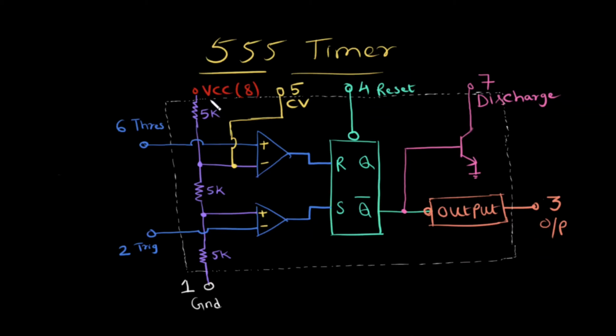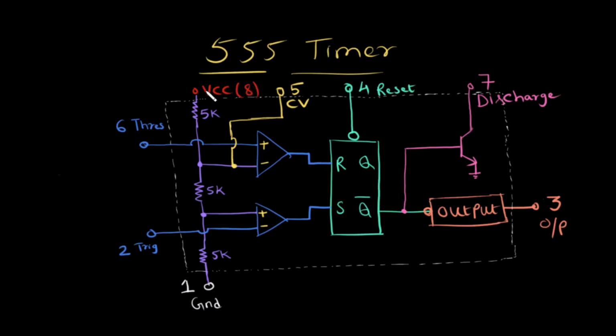If you are not aware of what a resistor divider network is, please watch the video about the resistor divider network before you proceed. The link for the video is provided in the description box below. As you can see, there are 3 5K resistors here connected in series, and you can guess where the name 555 timer came from.